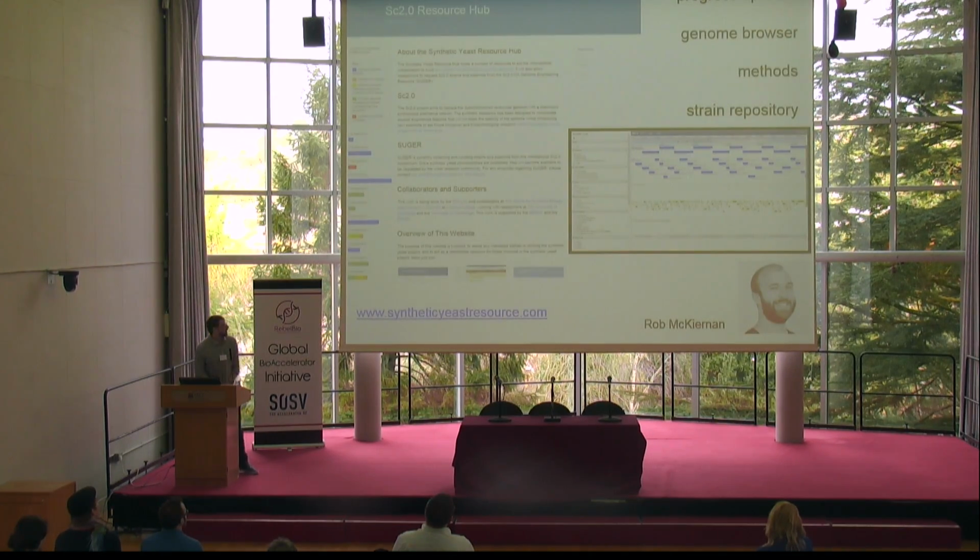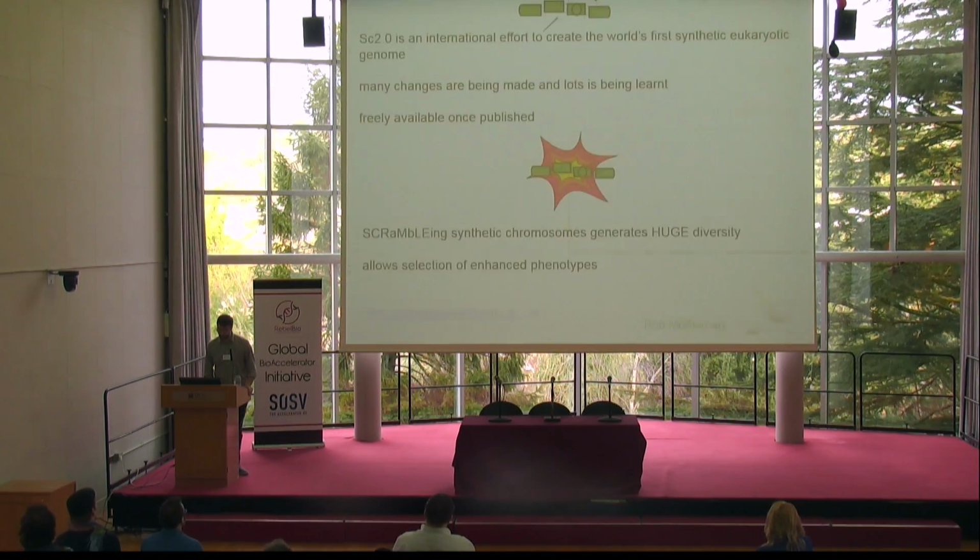So if anybody's particularly interested in this, we have a website, syntheticyeastresource.com, which was made by Rob in our lab. And here there are progress updates as to how all the various different chromosomes are getting on. There's also a genome browser where you can browse all the sequences. There's a methods repository. And also, once the strains become available upon publication, this will act as a strain repository as well, where you can go on and request strains to be sent to you. And these strains will be available for use for everyone once they are published.